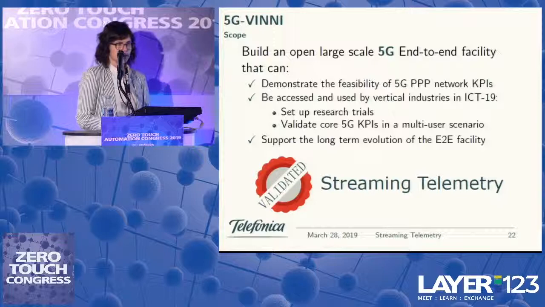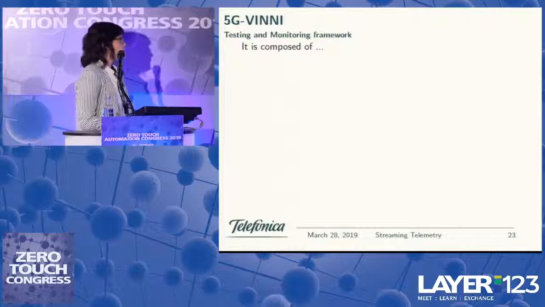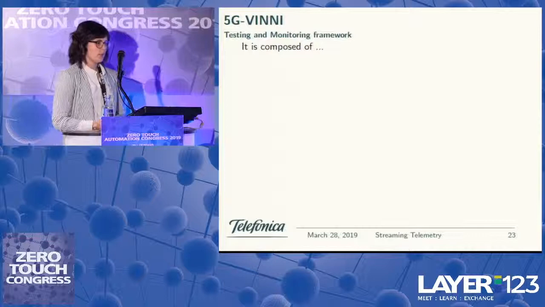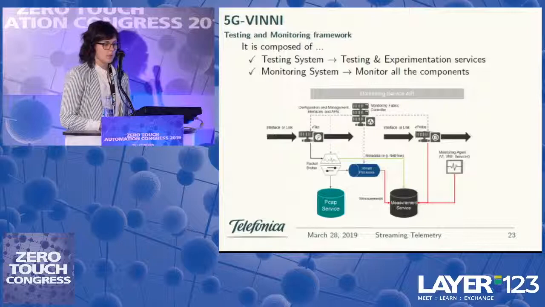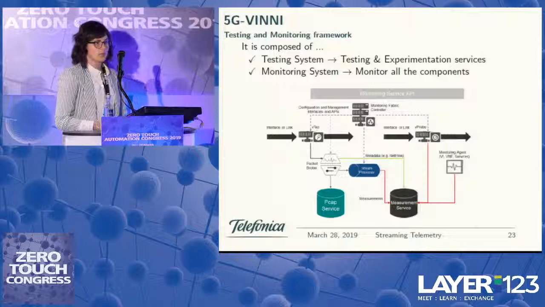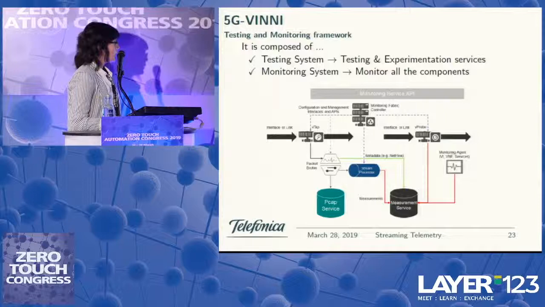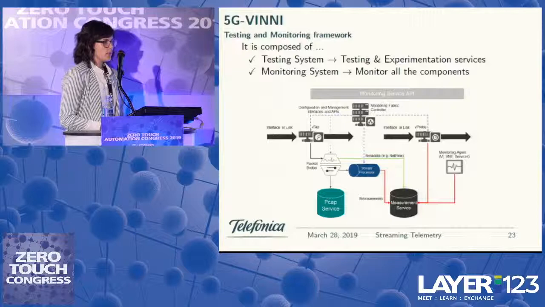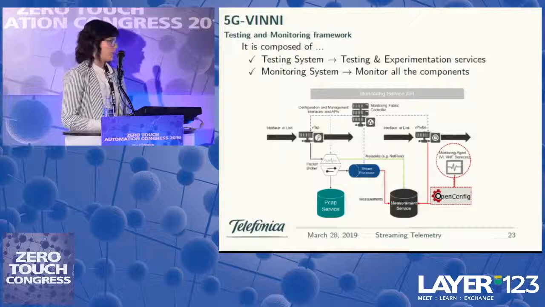As you might think, in this project they are trying to build different parts, and one of them is a testing and monitoring framework, which is basically composed of two elements. The first one is a testing system, and the second one is the monitoring system. Here you can see the high-level architecture that they present in the project. Among all the different components here, there is one called the monitoring agent, which is basically a service of the orchestrator that wants to retrieve useful information from the devices on the infrastructure. So here is where we are trying to integrate streaming telemetry and OpenConfig data models.